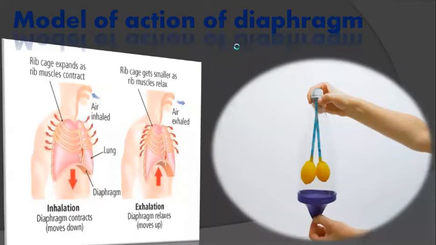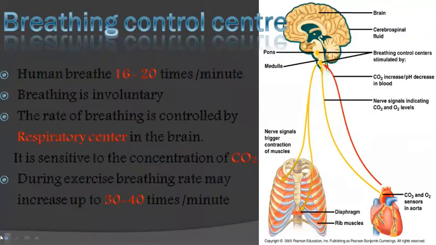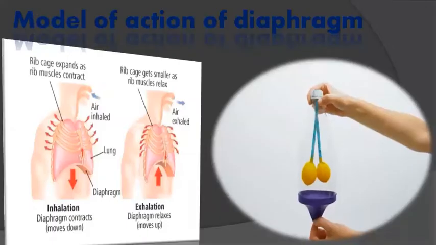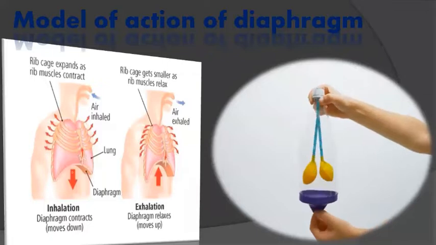If we see the movement of the diaphragm, because the diaphragm is a very important part of our body while we do breathing. So what happened? When the rib cage expands, the rib muscles contract. We know this. When rib muscles contract, so in inhalation, the diaphragm contracts and moves downward.